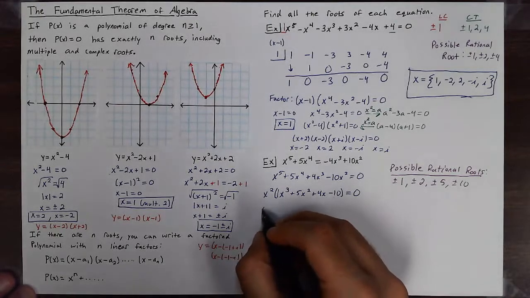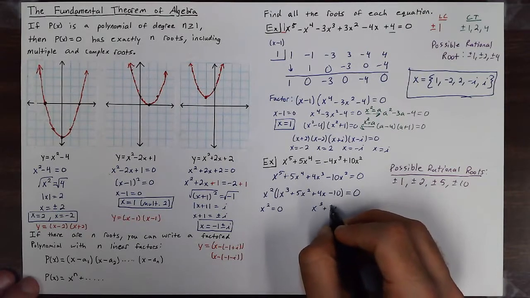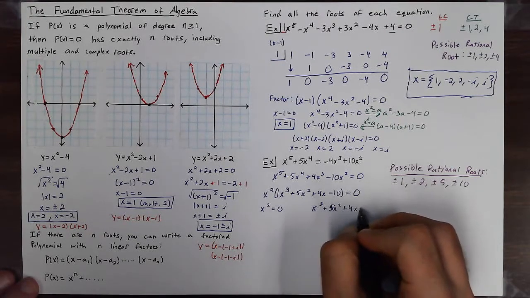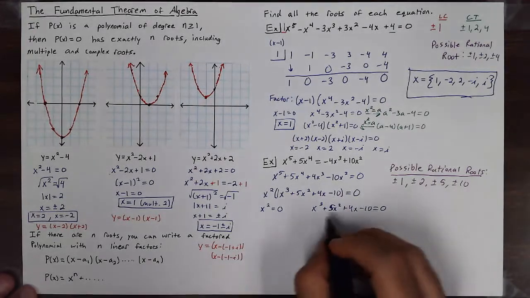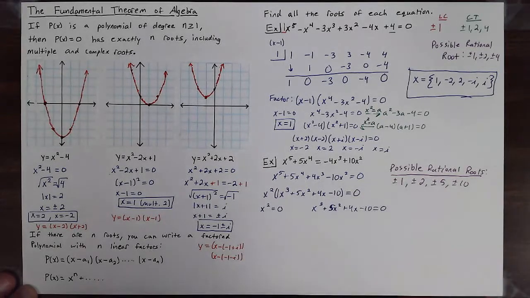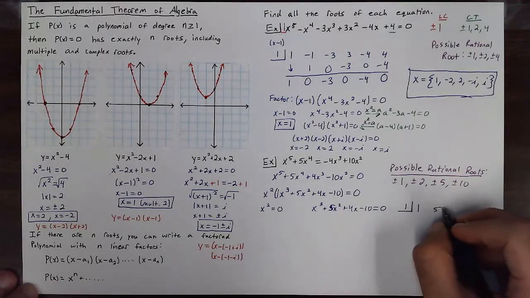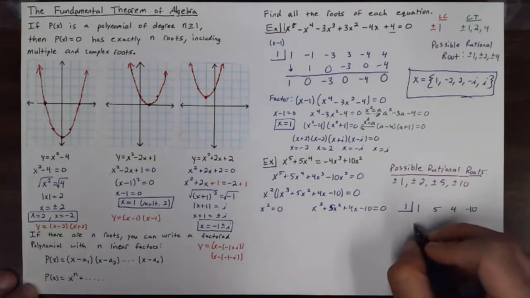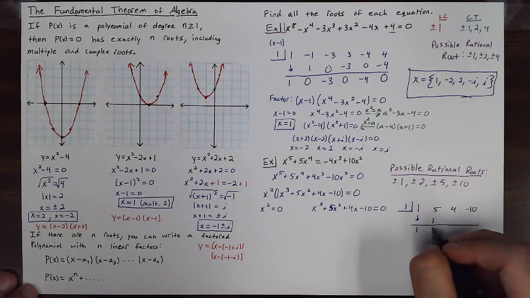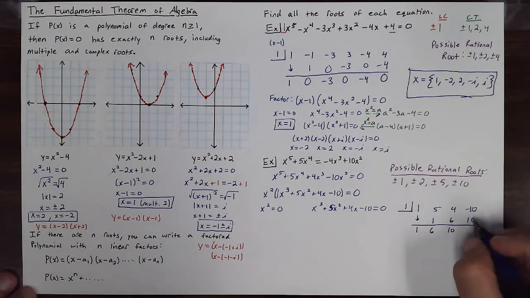So right now, I'm trying to solve the equation x to the third plus 5x squared plus 4x minus 10 is equal to 0, because I already know I'm setting x squared equal to 0 later. But I'm going to divide out that 1. So it's like 1, use the coefficients from my right factor here, 1, 5, 4, and negative 10. I'm hoping I'm going to get a remainder of 0. So drop the 1. 1 times 1 is 1. 5 plus 1 is 6. 1 times 6 is 6. 4 plus 6 is 10. 1 times 10 is 10. And negative 10 plus 10 is 0.